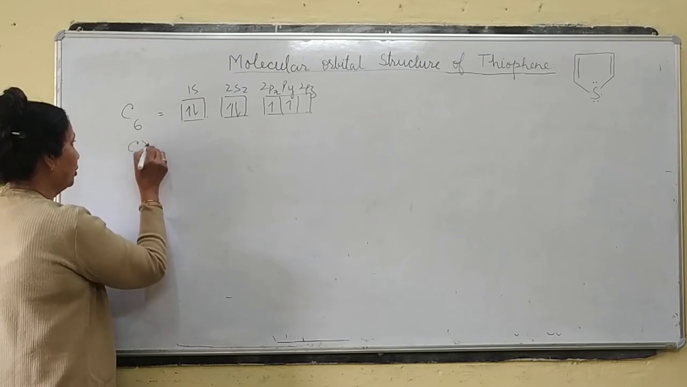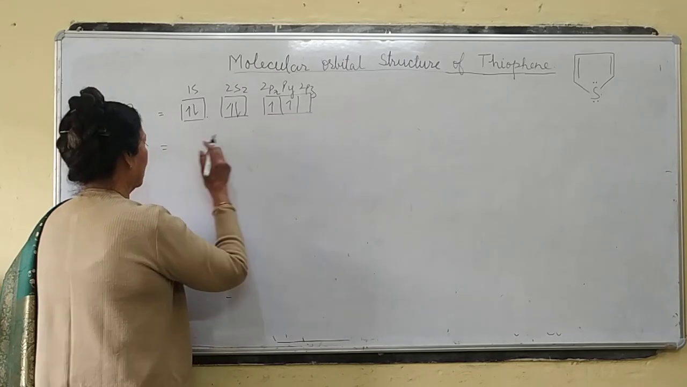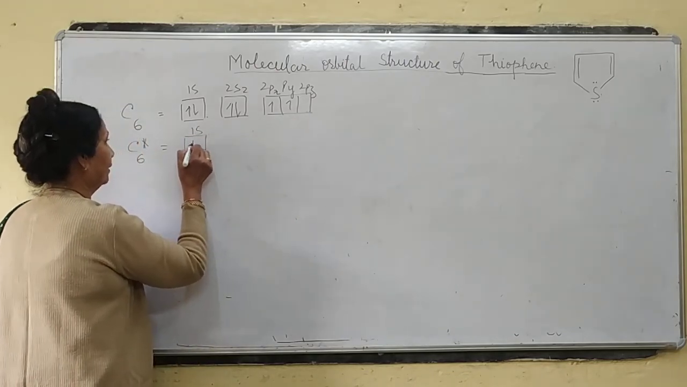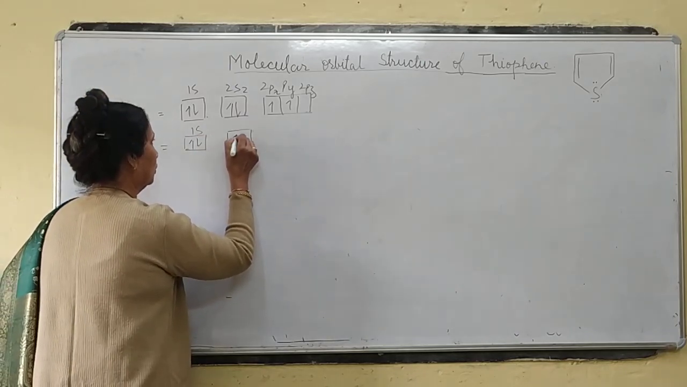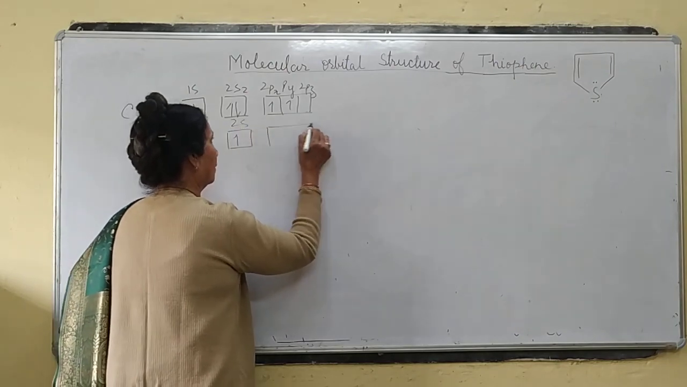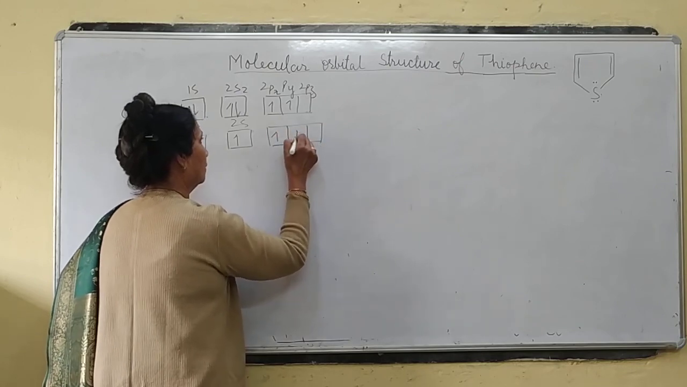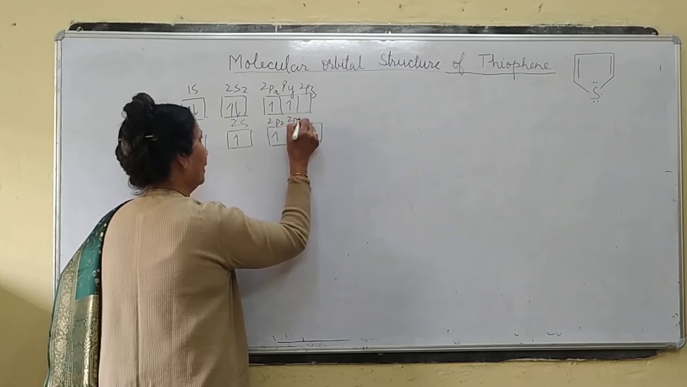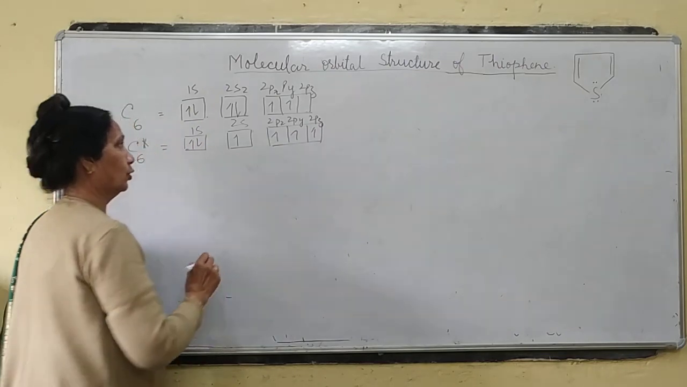In the hybridization state, 1 electron from here jumps here, so we get the configuration like this: 1s2, 2s1 and here in 2px, 2py and 2pz having 1 electron each.